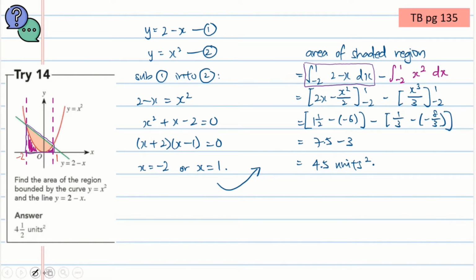Another way to go about seeing the area under the straight line, which is this part here, is what we can do, oops, let me correct this a bit.